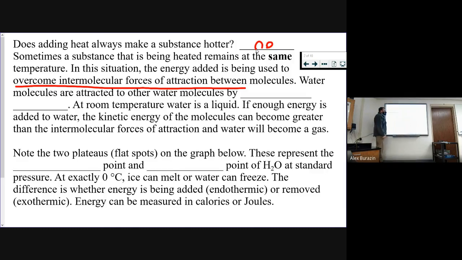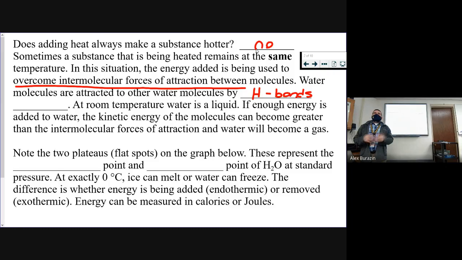Water molecules are attracted to other water molecules by blank. What's the intermolecular force that holds water molecules together? Hydrogen bonds. Yep. Okay, hydrogen bonds. It's been a while on that stuff, but yes, hydrogen bonding. At room temperature, water is a liquid. If enough energy is added to water, the kinetic energy of the molecules can become greater than the intermolecular forces of attraction, and the water will become a gas. That's boiling, or evaporation in small percentages, right?